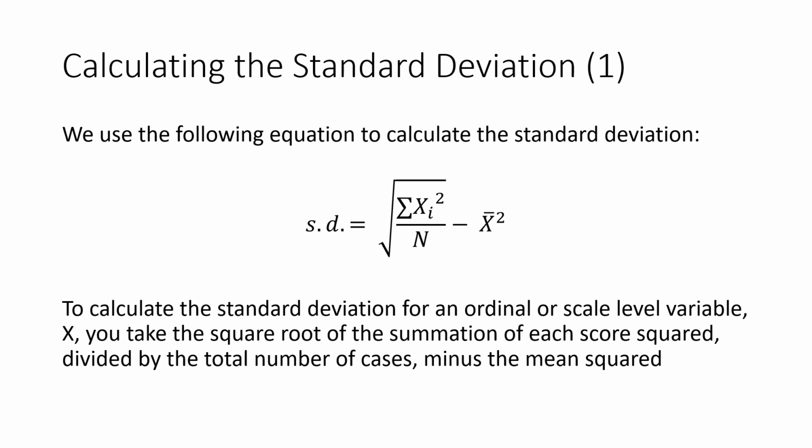So to calculate the standard deviation, remember this is only for an ordinal or a scale level variable, and in our case, the distribution of scores is a scale level variable. You simply take the square root of the summation of each score squared, right? So you want to take each of the 25 scores, square them and add them up, divided by the total number of cases. So the total number of cases is 25, and then you subtract the mean squared. So you've already calculated the mean in the previous lecture. You simply take that number and then you square it, and this will give you the standard deviation.